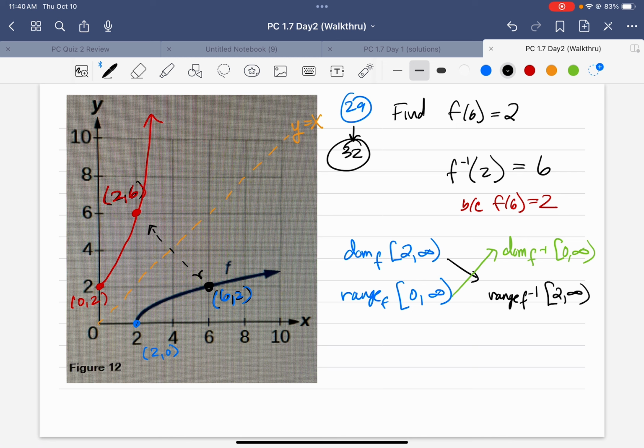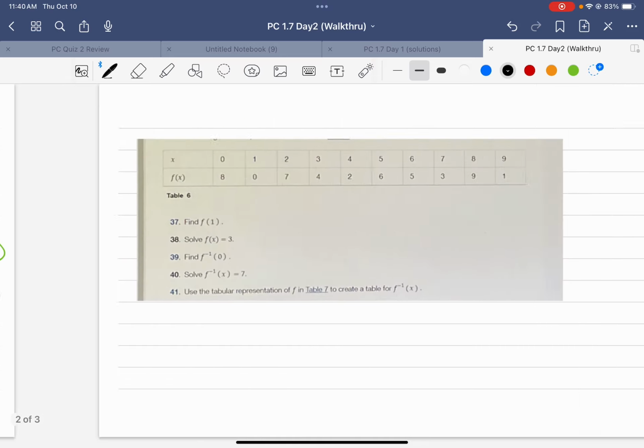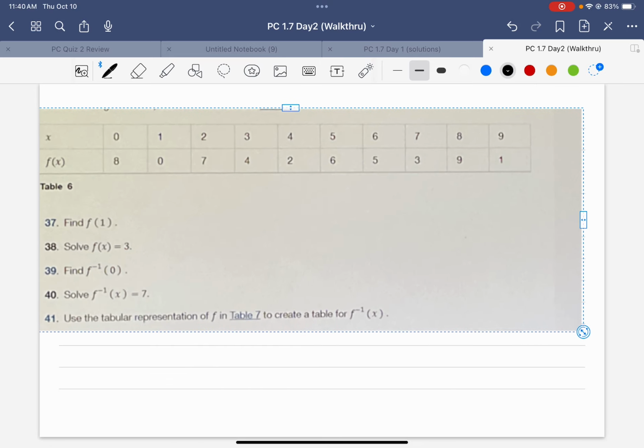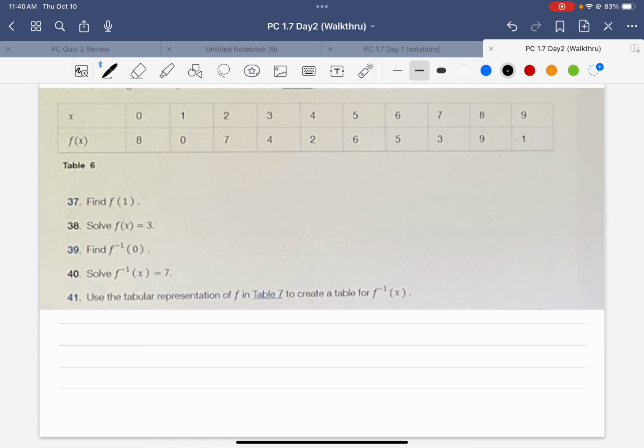Okay, so let's see. What else do we have? We have 37 and 38. So 37 and 38 are talking about this picture right here. They want to know what f of 1 turns out to be. Well, f of 1 just means for the input of 1, what output do you get? Well, that would be 0.